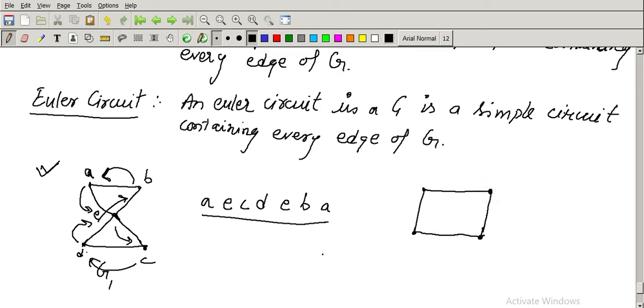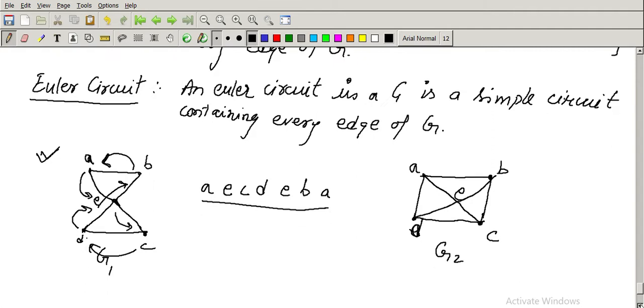So here we have this graph. We have A, B, E, D, and C. This is your graph. Let's say this is G2.